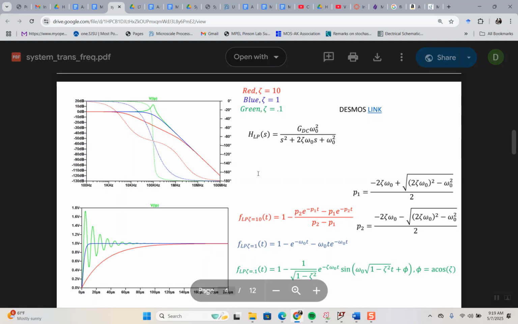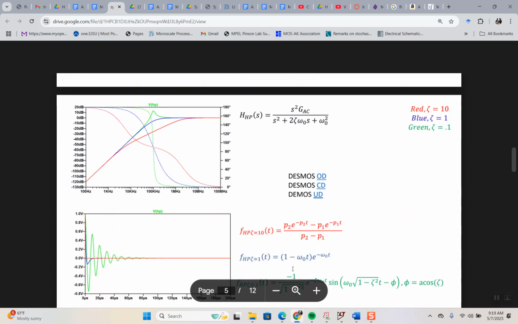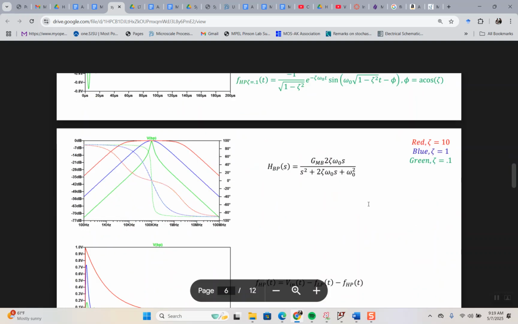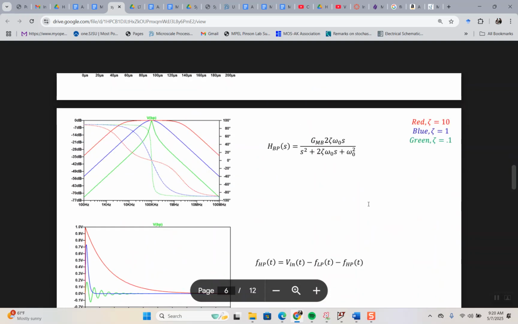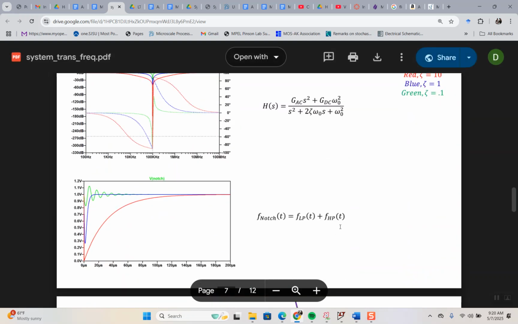The high pass, right? All the equations are there. The underdamped takes a bit of doing. Okay. The band: what I realized is I could subtract the low and the high from the input, and rather than come up with a whole other equation, I just did it the easy way. And then for the notch, it's the high and the low added together.